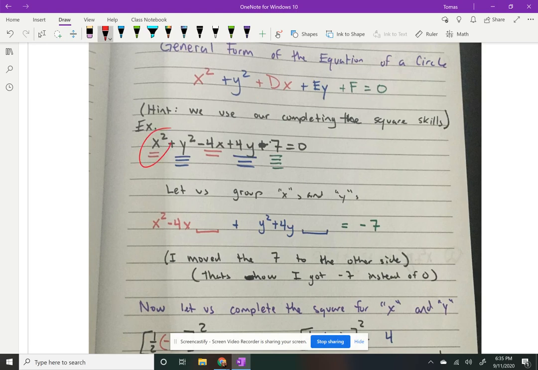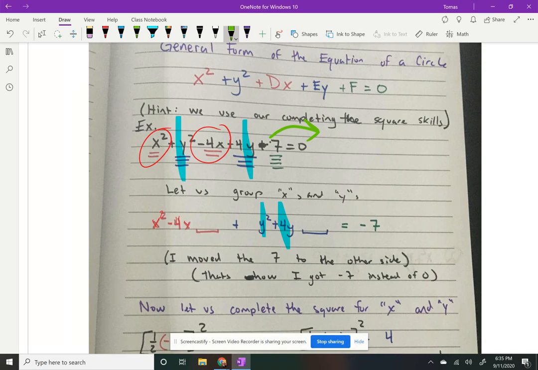So I want to group my x's together. So we have x squared and 4x. I'm going to group my y's together. So I get my y's right here. And what I also want to do is push all the numbers that are by themselves on the other side of the equal sign. Okay, so I pushed this plus 7 over, so I got a negative 7.